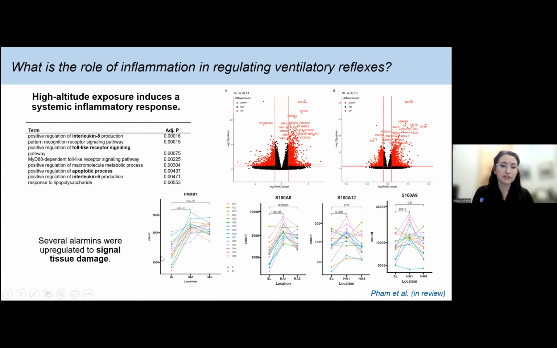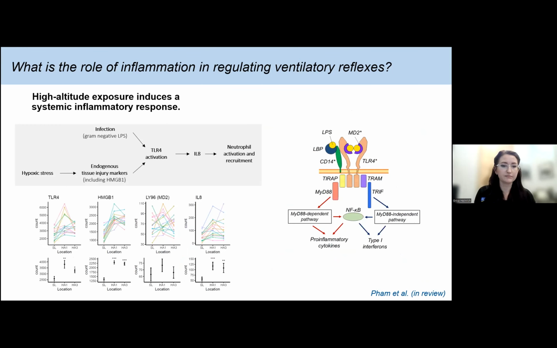And this is probably kicked off by the increase in some of these alarmin molecules. So we saw these screaming signals where HMGB1 and several of the S100 proteins, which signal tissue damage, were hugely increased at high altitude compared to the sea level values. And this is important for the priming of the innate immune system, like what Trevor was getting at in some of his work.